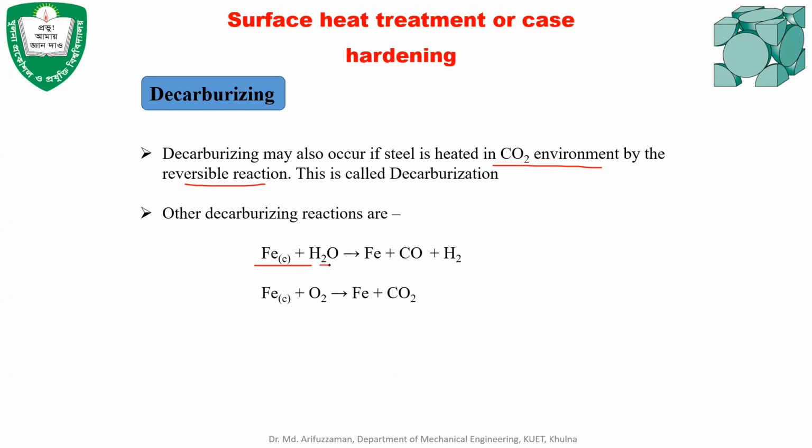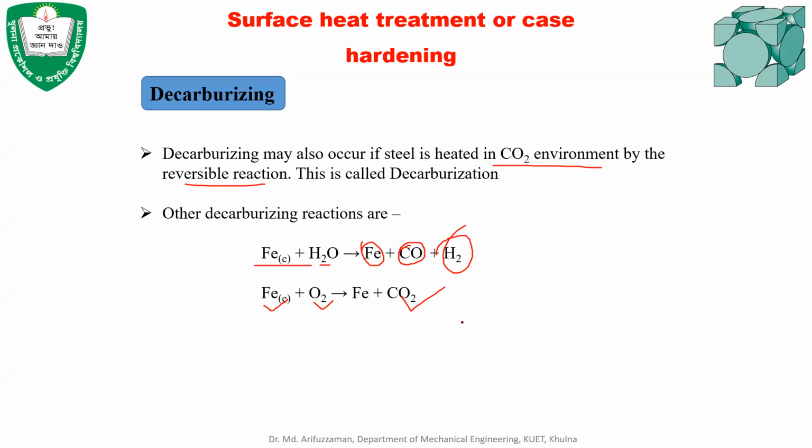In that case, what happens is that the iron with a high amount of carbon in the surface reacts with moisture content in the environment, and then the carbon atom gets out and reacts with the oxygen to form carbon monoxide and hydrogen. Some of the carbon will also directly react with the oxygen to form carbon dioxide. So that is how the decarburizing occurs.